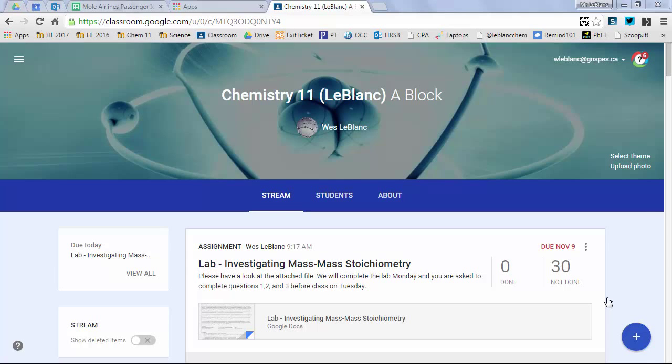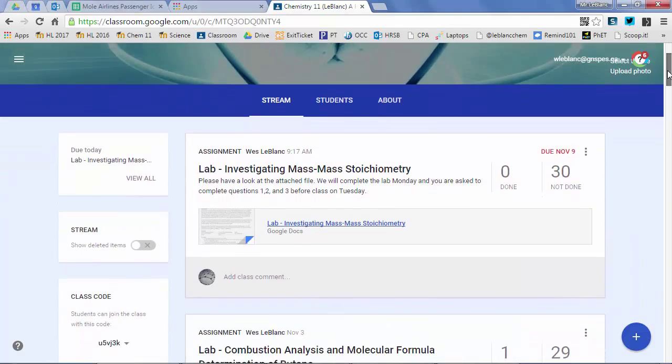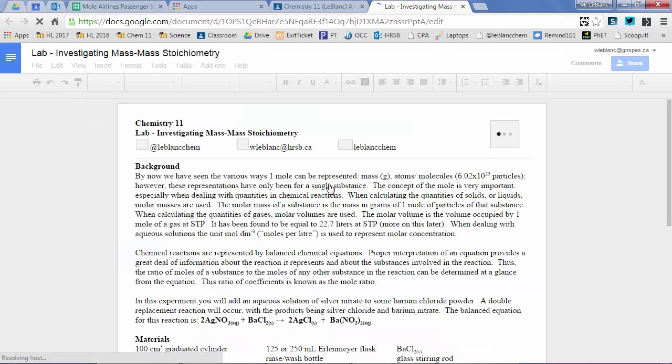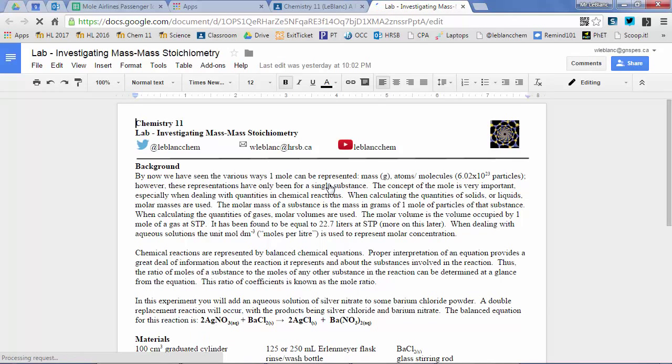Have a look at the data analysis from our mass stoichiometry lab. I'm going to work from the data file here in the lab. I'd encourage you to have a read through this background information. Basically, what I'm going to be looking at is what those coefficients in a balanced chemical equation really represent. What really are they?